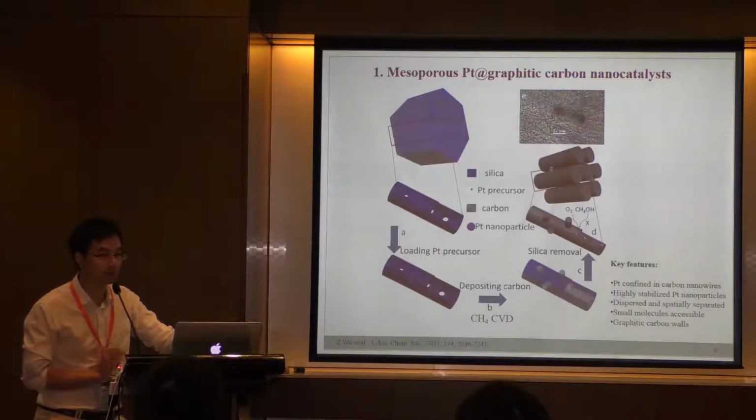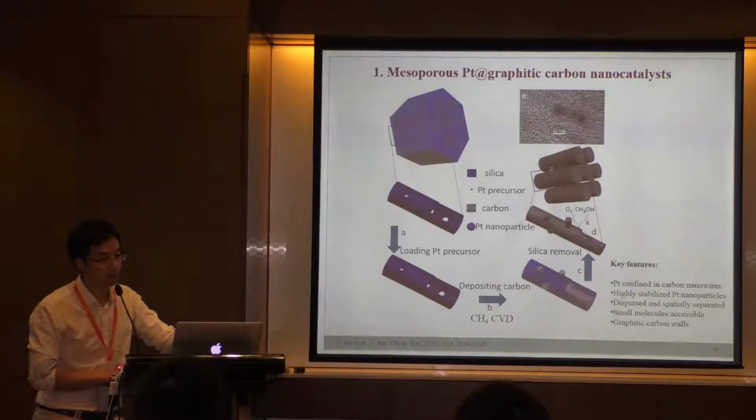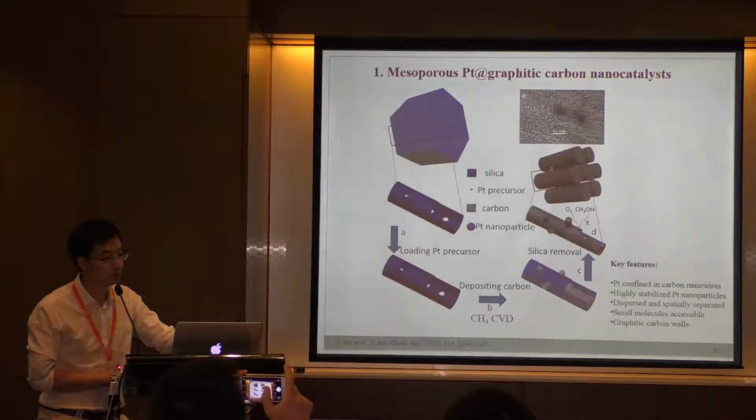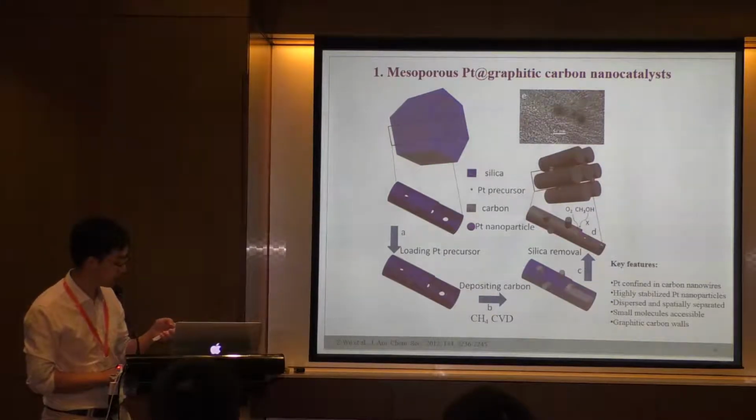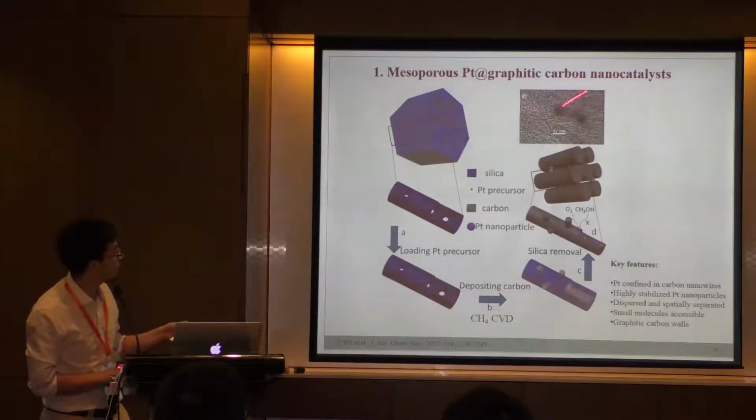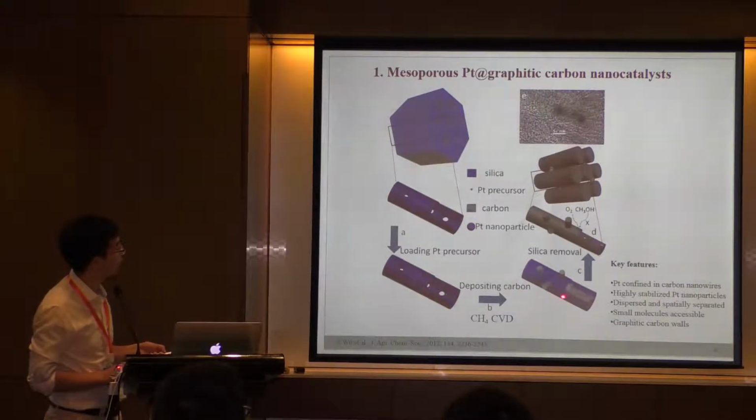The first example is about mesoporous platinum and graphitic carbon nanocatalyst. I didn't show the background here, but the purpose is to synthesize a nanocatalyst for the oxygen reduction reaction, because platinum is a very common catalyst for it. But with commercial catalyst, platinum easily aggregates or undergoes Ostwald ripening rapidly during cycling. So here we use this template method to get a very stable catalyst. The advantage is stability, which I will emphasize again later.